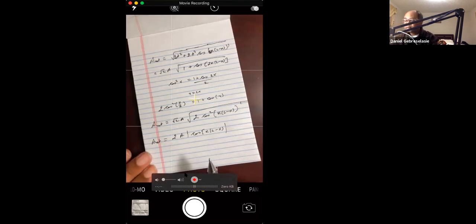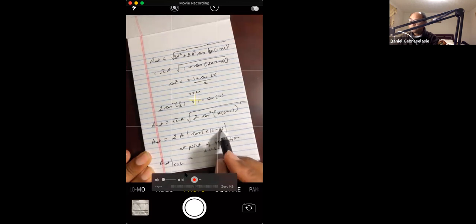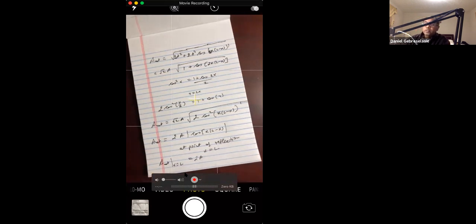Now let's look at the point of reflection. At the point of reflection, what do we have? Well, our point of reflection, x equals L, right? So A net at x equals L is what? You see, L minus L is 0. And cosine of 0 is 1. You see that? At x equals L, this is 0. And cosine of 0 is 1, so this is 2A. In other words, we have a maximum amplitude at the point of reflection. So this tells you the point of reflection is an antinode.